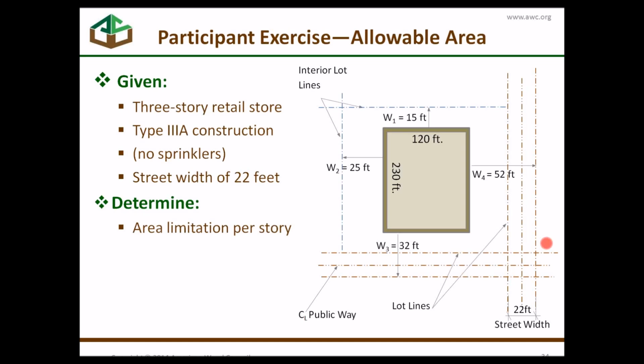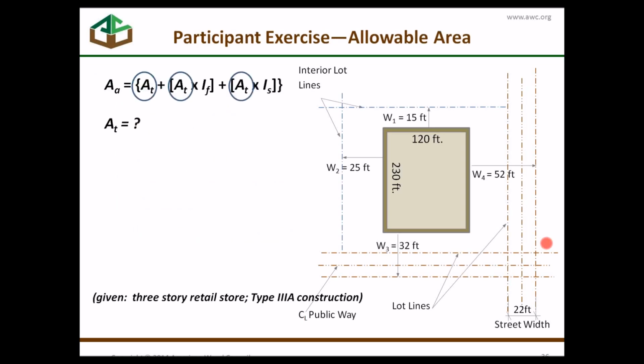Here's our example. 3-story retail store, 3A construction, street width of 22 feet. In this case, no sprinklers, and we need to determine the area limitation per story. Go to our basic equation. Here's the first thing we need to determine. What is the tabular area for this retail store? What do we plug in for the A sub T? If you have your code book, look that up.